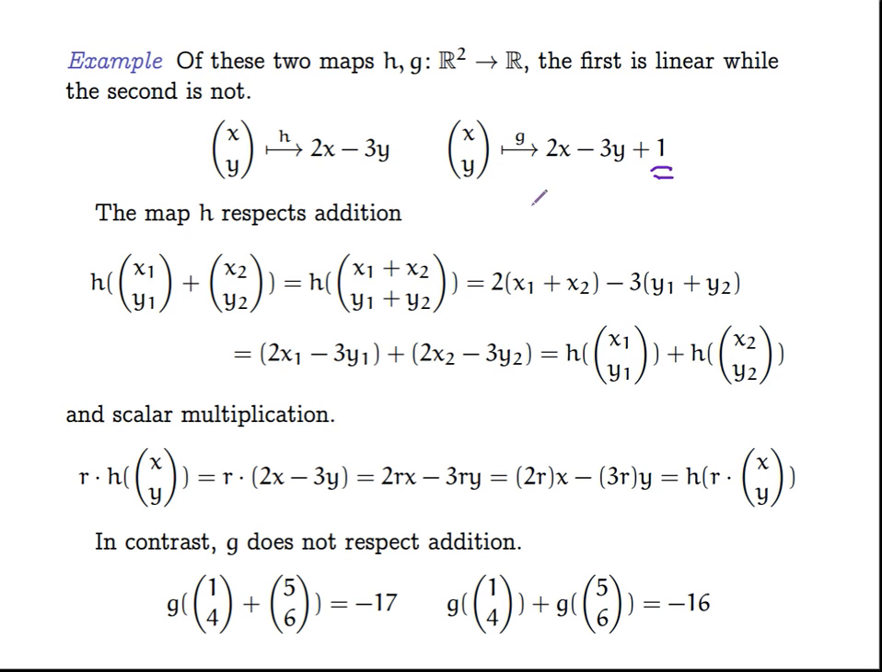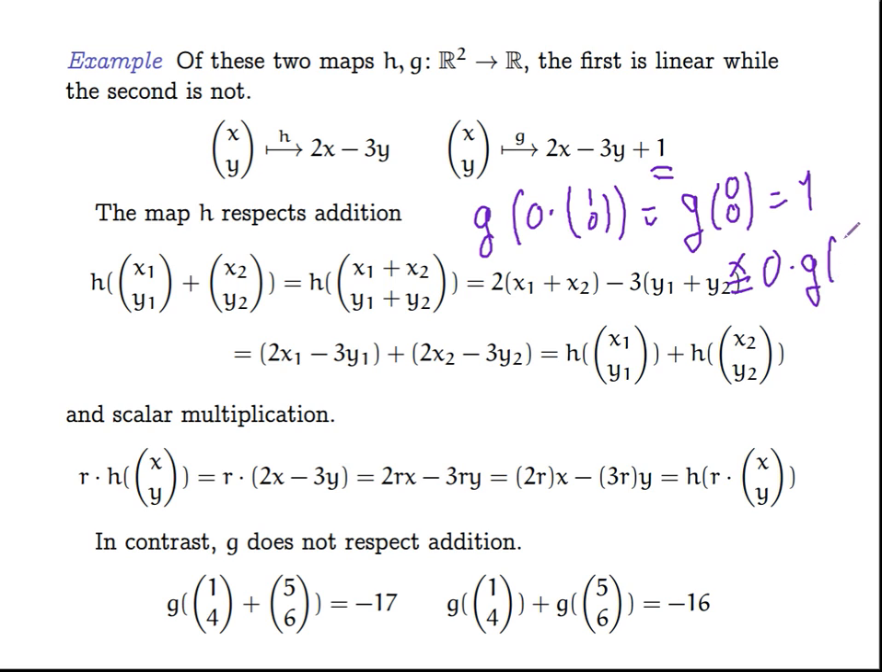scalar multiplication. If you take g of 0 times anything, that should be, well, in this case, g of 0, 0. But g of 0, 0 is equal to 1, and that's certainly not equal to 0 times g of 1, 0. Okay. So whenever you do have a constant in your expression, you know that scalar multiplication by 0 is going to mess up.